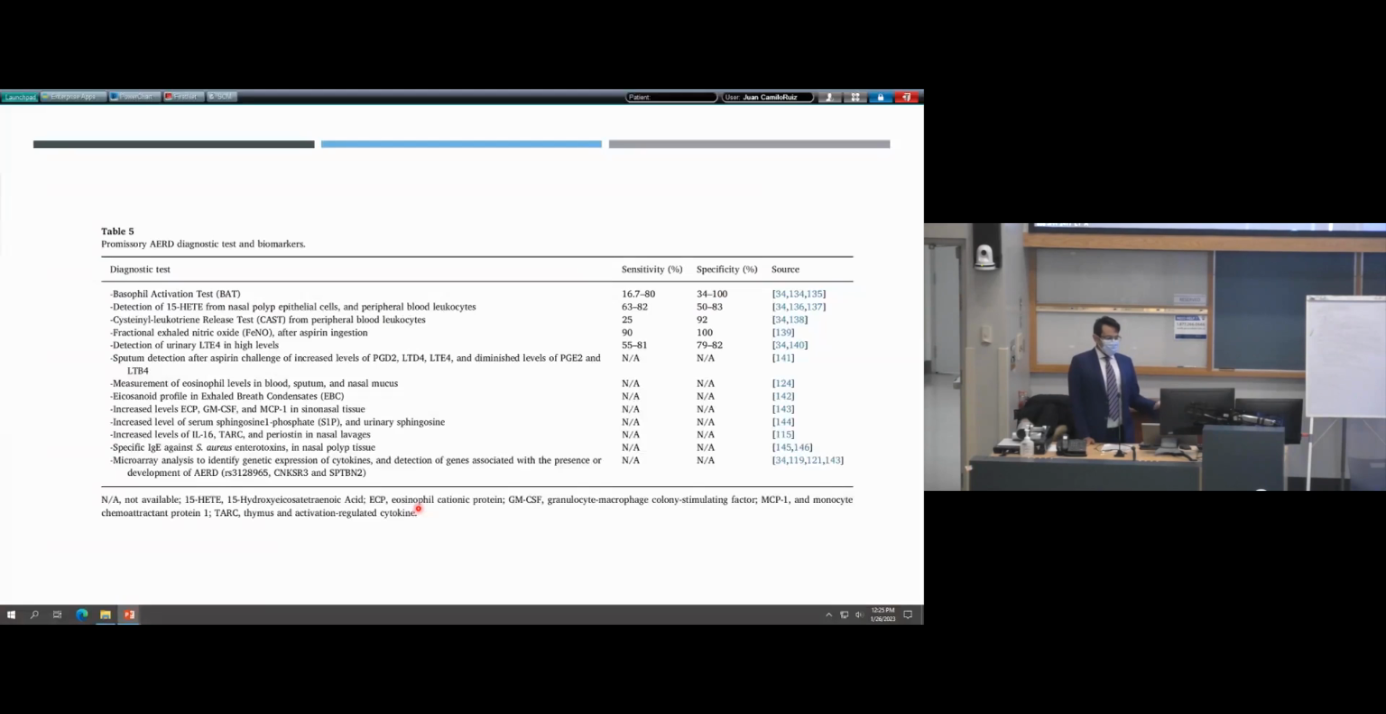Lastly, diagnostic testing. There's a couple of blood tests that could help, or a urine test. FeNO during aspirin desensitization could be helpful if you have an increase in FeNO. However, that's difficult to get because it's not covered by the province.